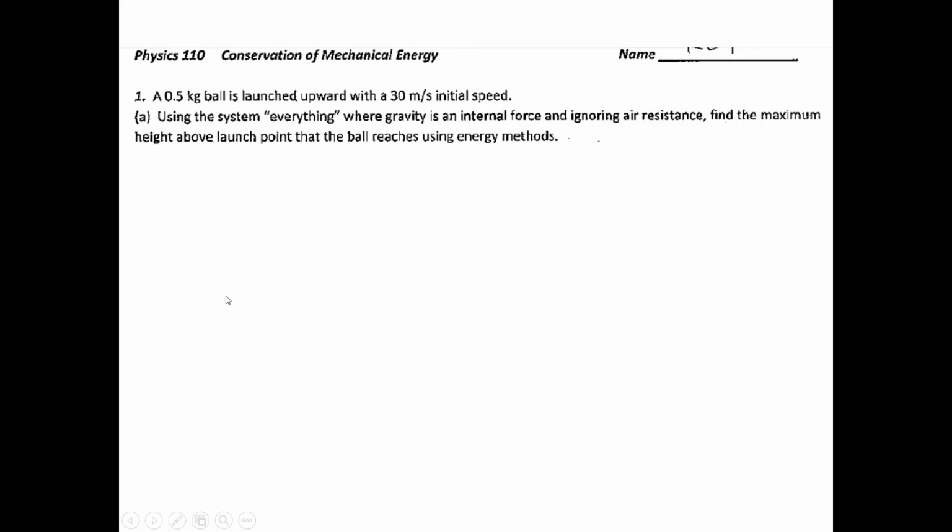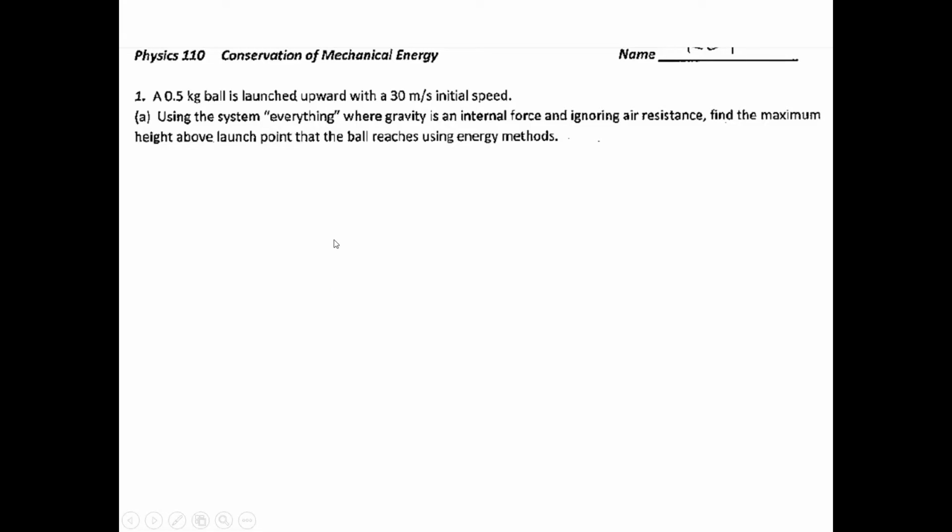So here was a situation where we launched a ball upward with a 30 meter per second initial speed. We're going to take our system to be the ball plus the Earth, where the gravitational force between them is an internal force, and we're going to assume air resistance does a negligible amount of work in that case. And our goal is to find the height that it reaches using energy methods.